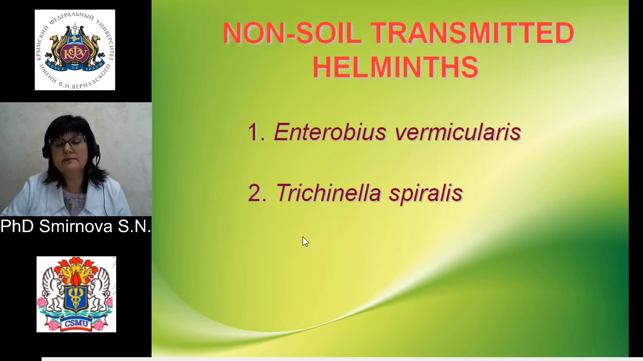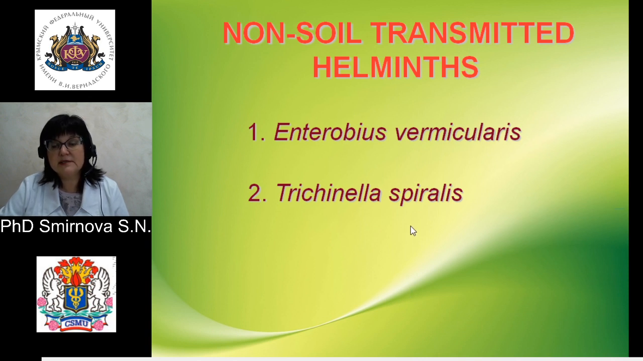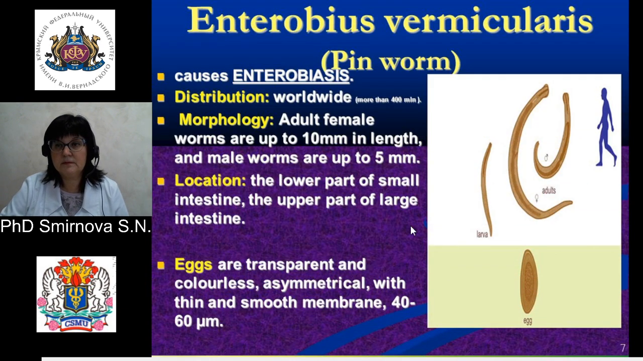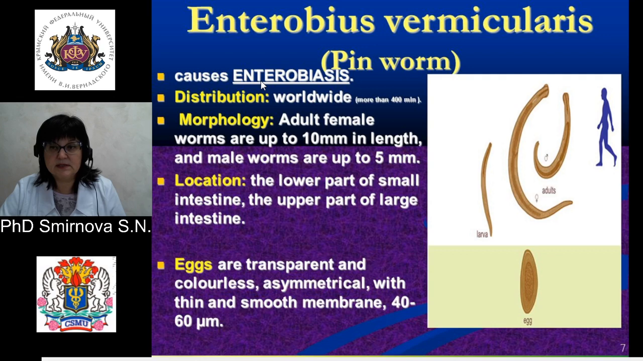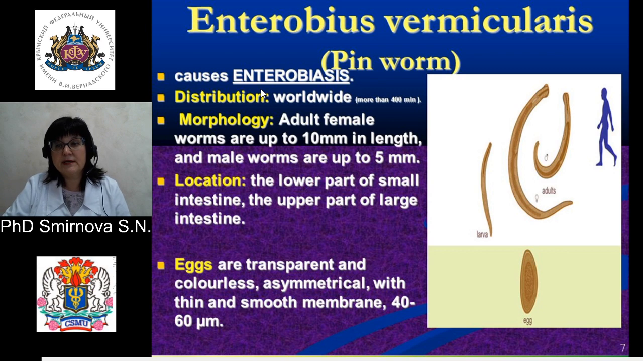The next parasites which belong to the class nematodes are Enterobius vermicularis and Trichinella spiralis. These are parasites that develop without soil transmission. Enterobius vermicularis has a different name: pinworm. The disease which this parasite causes is enterobiasis. Distribution is cosmopolitan, but these parasites are more characteristic of children, usually until school age.